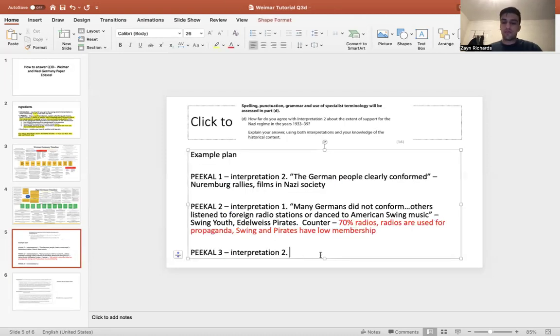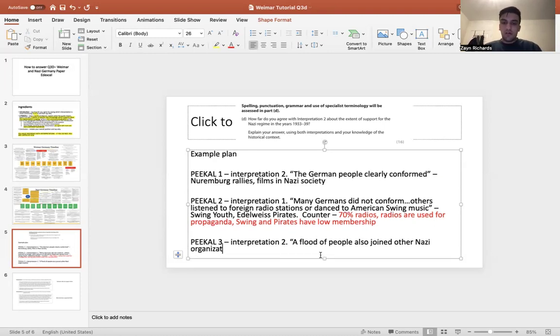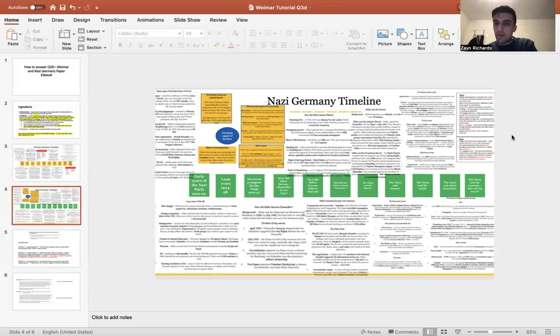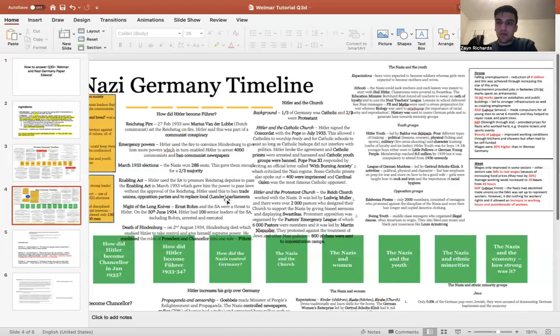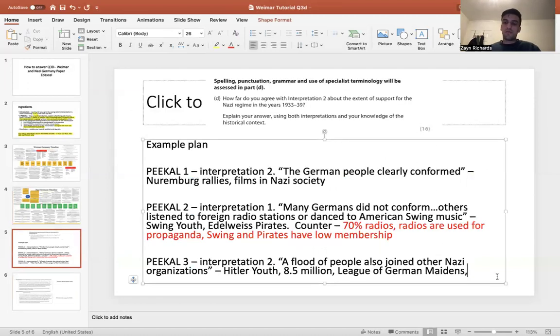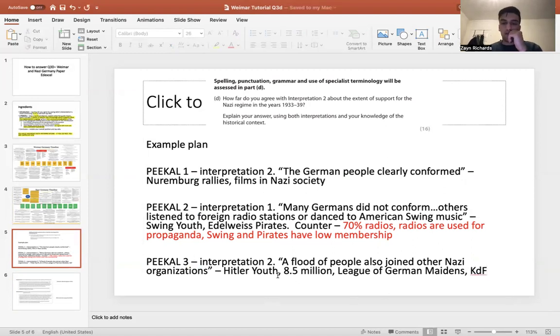Okay. So for PCal 3, my other quote I'd probably talk about is a flood of people also joined other Nazi organizations. And then that one I can easily bring in Hitler Youth. So with Hitler Youth, I'd be talking about 8.5 million. I could also talk about the League of German Maidens. If I wanted to, I could also talk about the strength in the economy, so the Strength Through Joy scheme, the KDF. I wouldn't have to. I'll probably just do Hitler Youth and League of German Maidens, but that's how I do it.